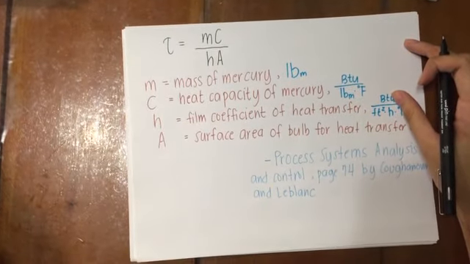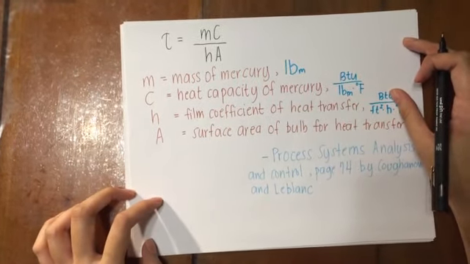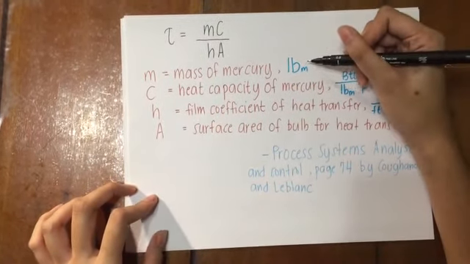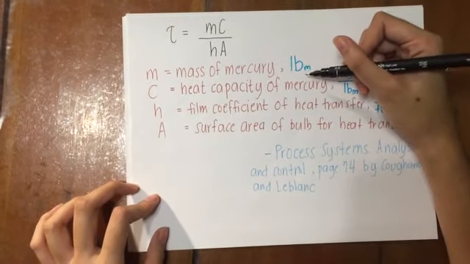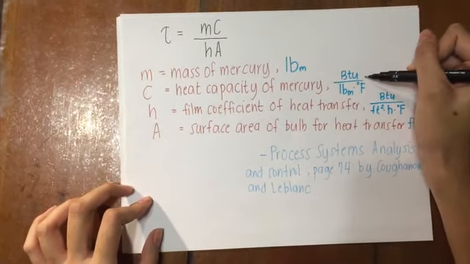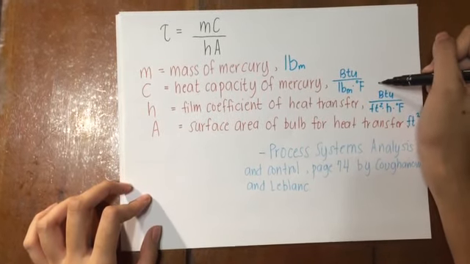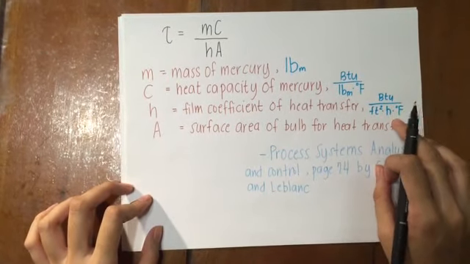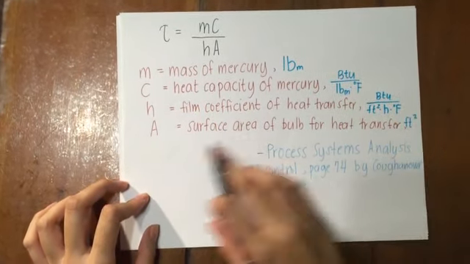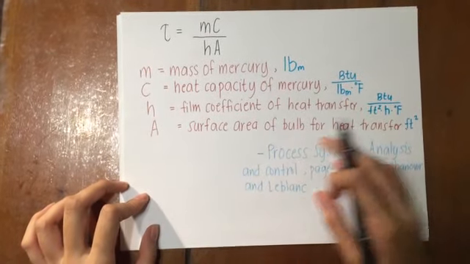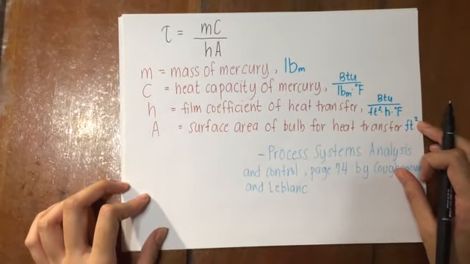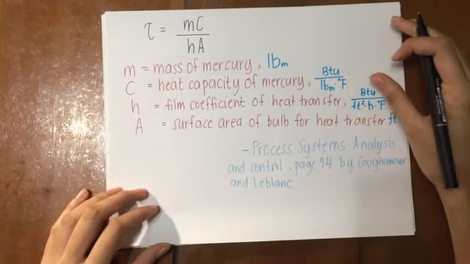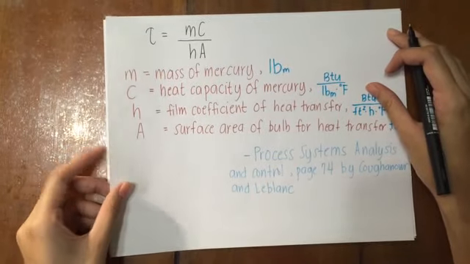For the time constant, the equation that will be used will be tau is equal to mc over hA, where m is the mass of mercury in the unit of Lb, and c is the heat capacity of mercury with the unit BTU over Lb degrees Fahrenheit, and h is the film coefficient of heat transfer, which is in the unit BTU over feet squared hour degrees Fahrenheit, and A will be the surface area of the bulb for heat transfer in the unit feet squared. This formula is from the book Process Systems Analysis and Control found in page 74.